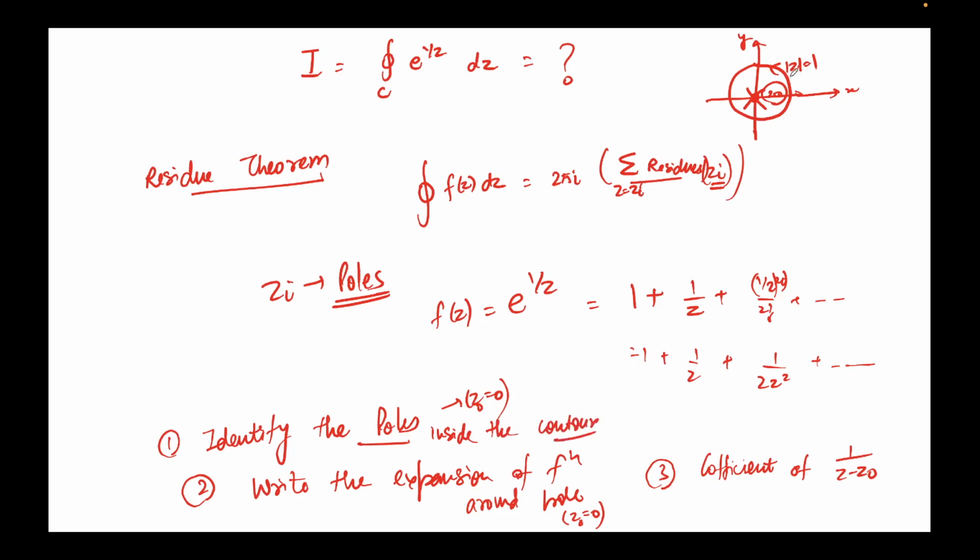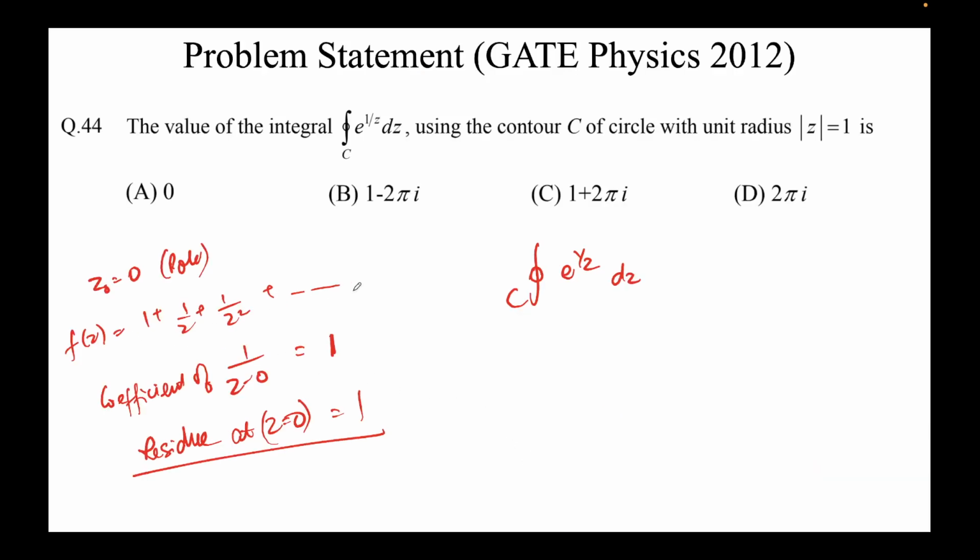So the contour was mod z equal to 1. So this z equal to 0 falls inside this contour. So z naught equal to 0, that's the pole. We wrote the expansion, which is like this. And we found the coefficient of 1 over z minus z naught, which was 1. So this is nothing but the residue, this is 1. And this is 2 pi i and sigma residue. So there is only one pole, so sigma will be just that one residue.